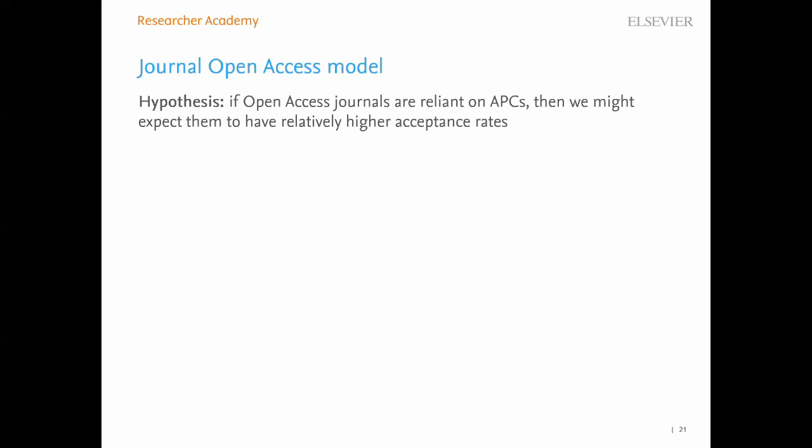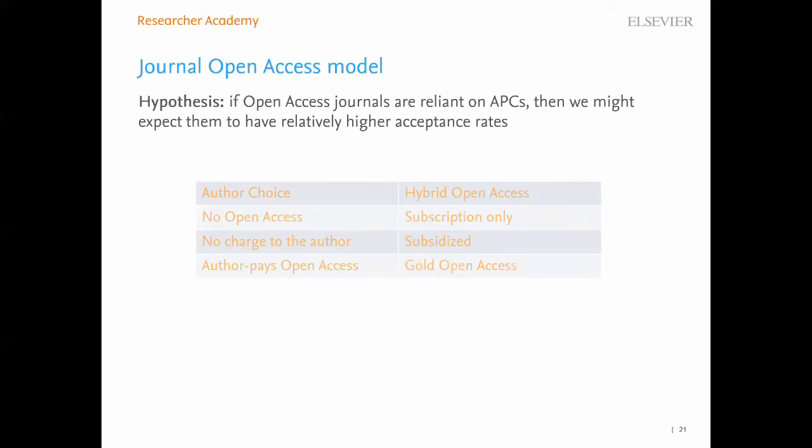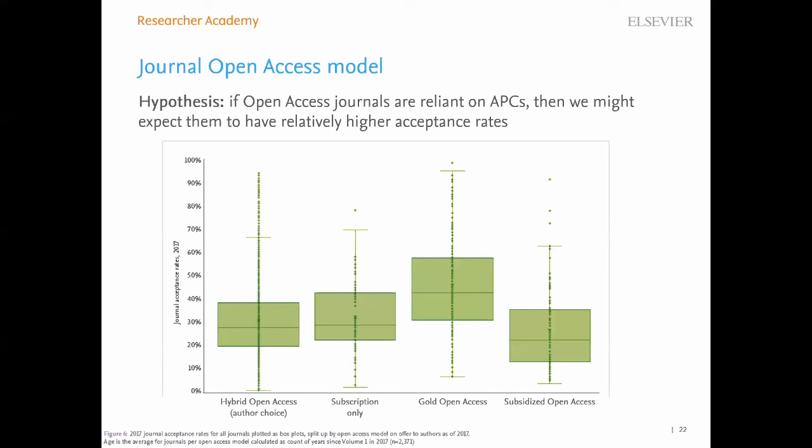Next, we look at the open access model. The thinking here is that if open access journals survive financially on article publication charges, then we might expect them to have relatively higher acceptance rates. The majority of the journals in our dataset offer an open access publication choice to authors, hybrid open access, with just a few offering no open access, those are subscription only, or open access which is not paid by the author, subsidized open access. It is those that are gold open access, that is those that only offer an author pays immediate open access model, whose results stand out.